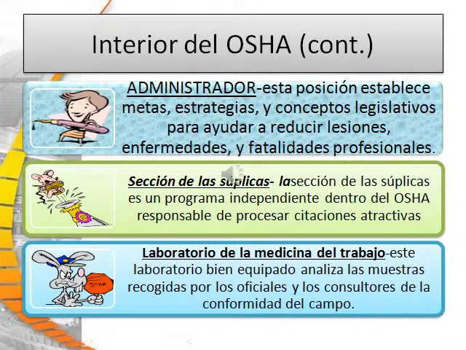We have the administrator. This position establishes goals, strategy, and legislative concepts to help reduce occupational injuries and illnesses, as well as fatalities. Below that is the appeals section, which is an independent program within OSHA responsible for processing appealed citations. Next, we have the Occupational Health Laboratory, a well-equipped lab analyzing samples collected by field compliance officers and consultants.